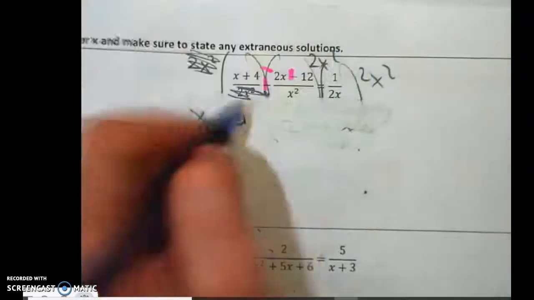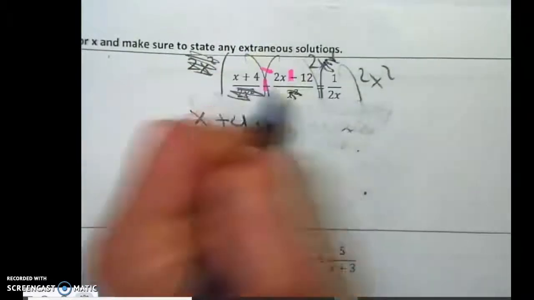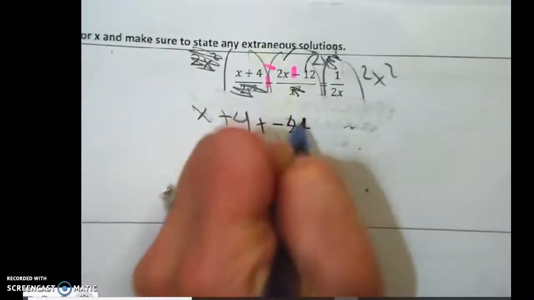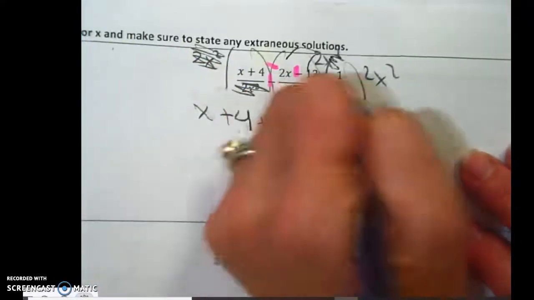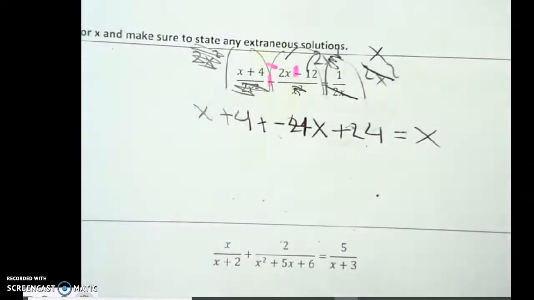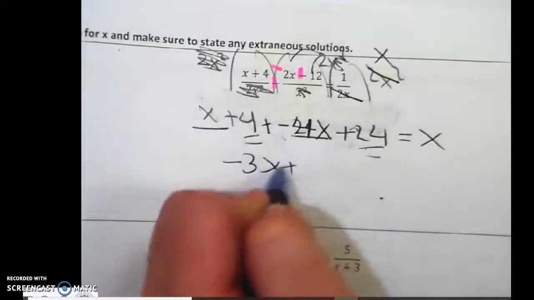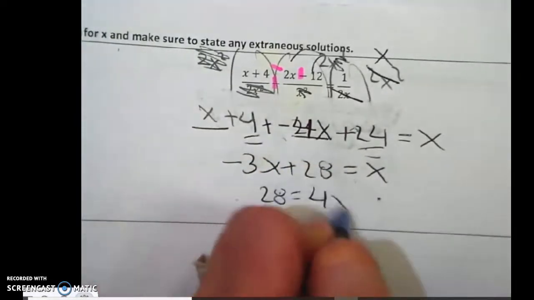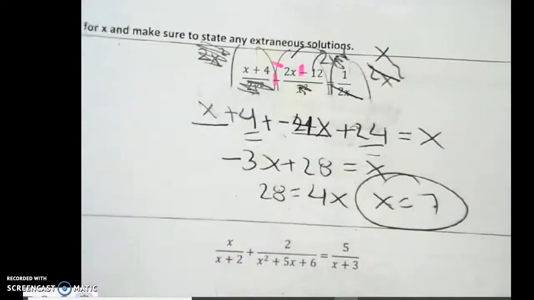Maybe I'll just use a pen. Okay? No more denominator. Plus, the x squared is gone. Distribute, distribute. Negative 4x plus 24 equals, oops, sorry, there's still an x left over, equals x. Now, since all I have are x's, put these together: negative 3x plus 28 equals x, move the x over, and the only extraneous solution is 0, so 7 works.